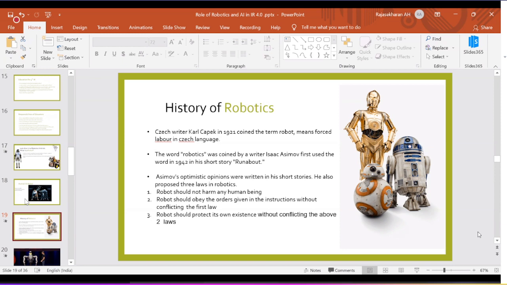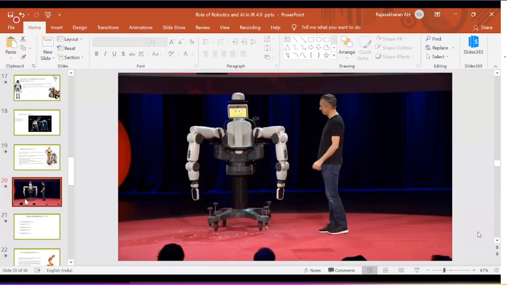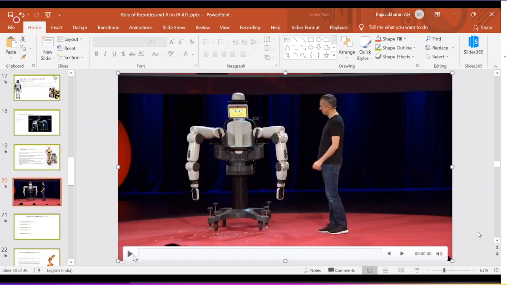Asimov's optimistic opinion: he also proposed three laws of robotics. One is that a robot should not harm any human being. A robot should obey the orders given in the instructions without conflicting with the first law. And the robot should protect its own existence without conflicting with the above two laws. So these are some of the laws that were proposed in his short stories.